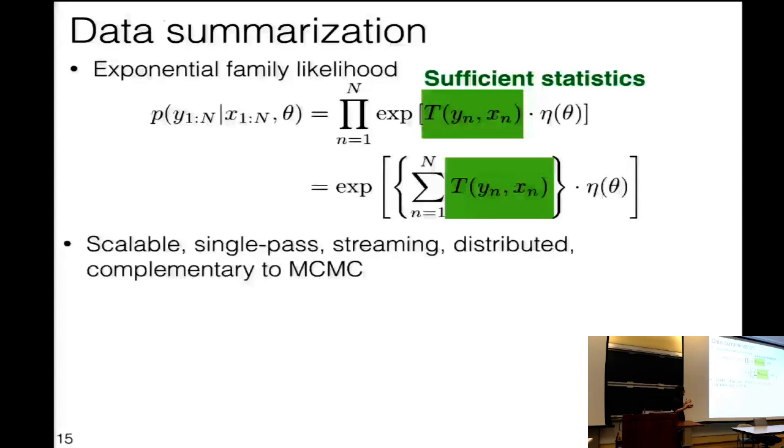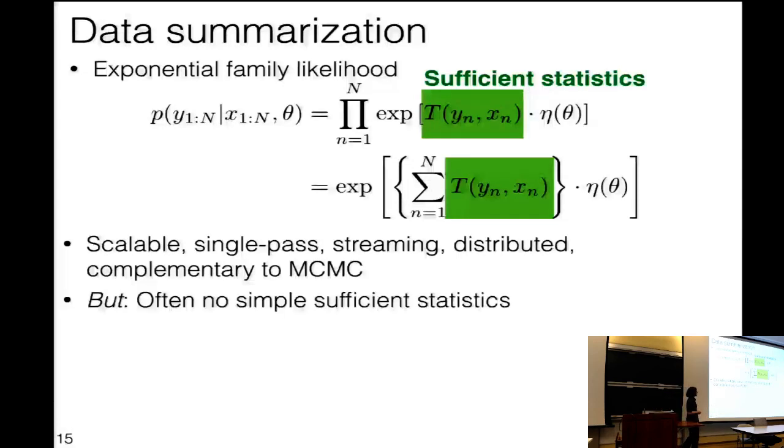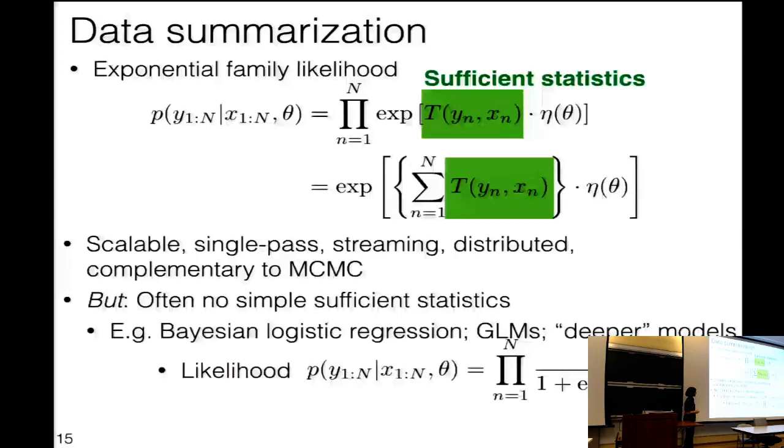And so when you have an exponential family likelihood, your life is great. You have a very scalable algorithm. You can just pass through your data once. You can trivially make it streaming by just adding new data points. You can make it distributed by just doing addition over different data points at different processors and then combining it. And it's very complementary to MCMC. But the problem is that we often don't have these sufficient statistics. If we think about generalized linear models, deeper models, hierarchical models, we often don't have these.